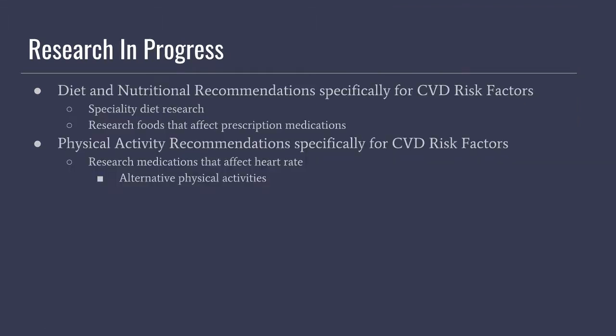Our current research that's in progress that we're going to be wrapping up includes research for specialty diets that correspond to cardiovascular risk factors, and we're researching foods that affect prescription medications because that can have a drastic impact if we have a patient who isn't able to eat certain foods, so we have to make sure that we're able to recommend specific diets that they can actually use, as well as research medications that affect heart rates and provide alternate physical activities for those patients who are unable to raise their heart rate above a certain level because of some medication that they might be on.